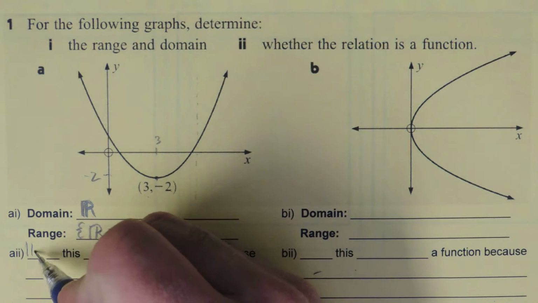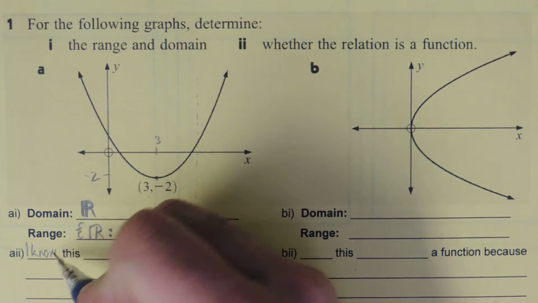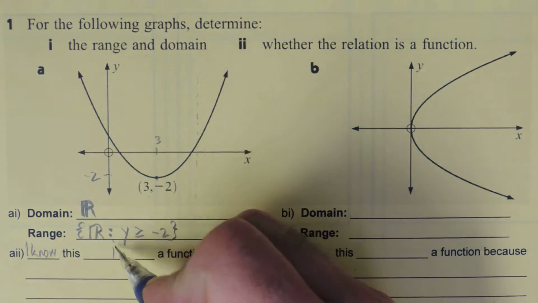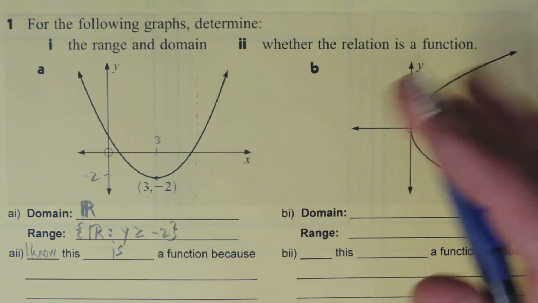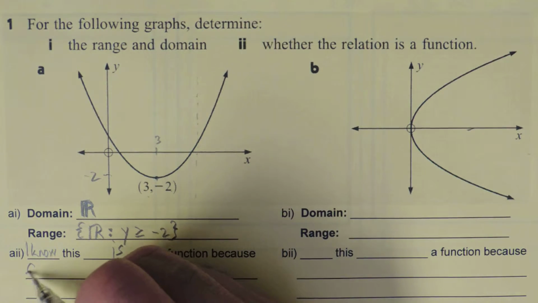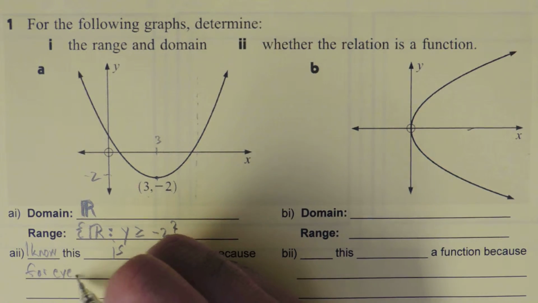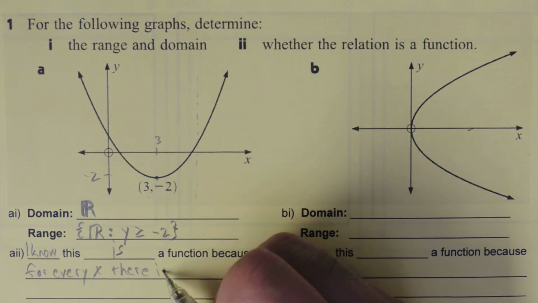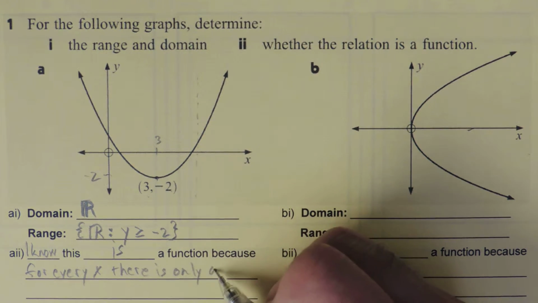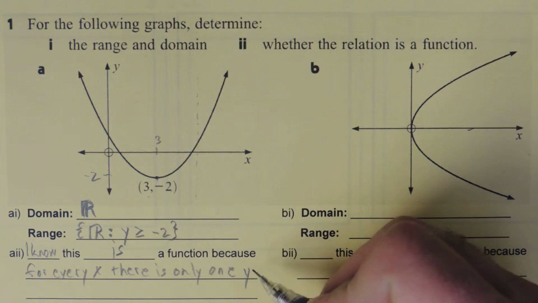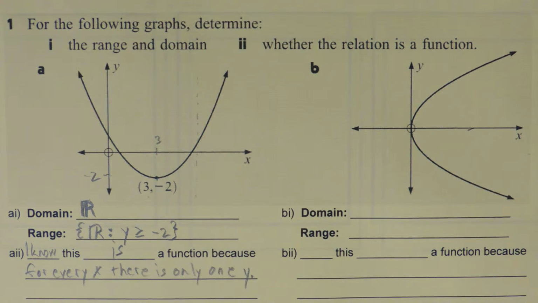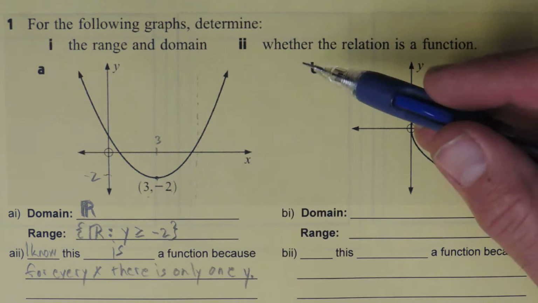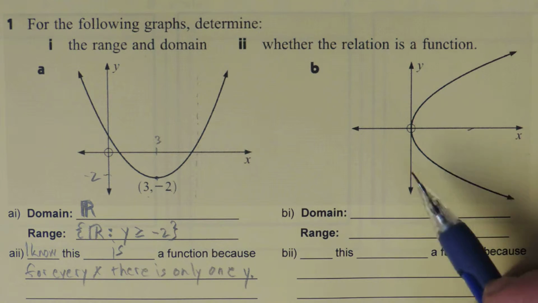So I know this is a function because for every x, there is only one y. Or you could say it meets the vertical line test. The vertical line does not cross the graph twice. Things like that. Question 2, domain.